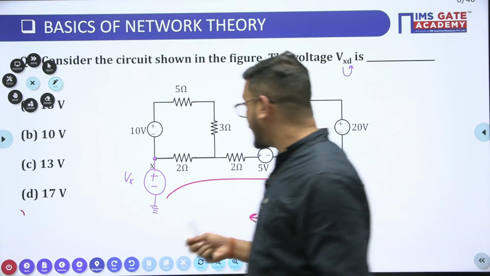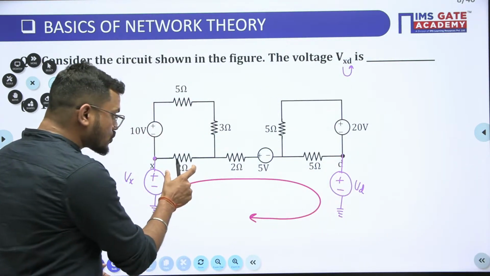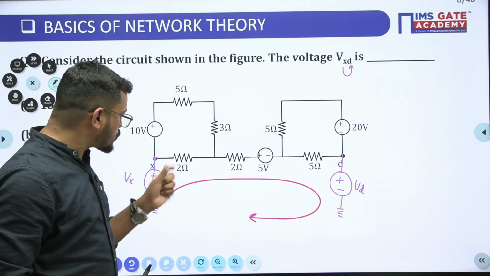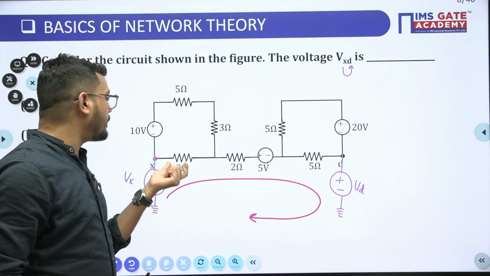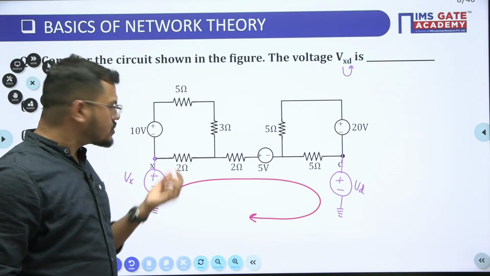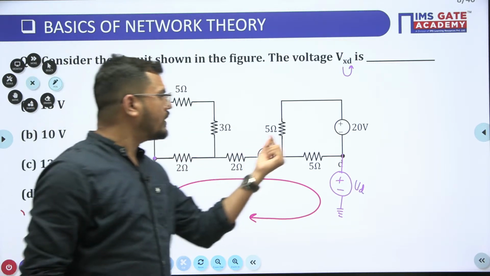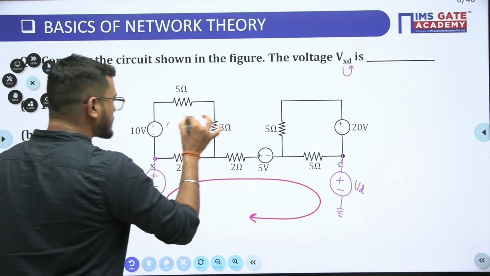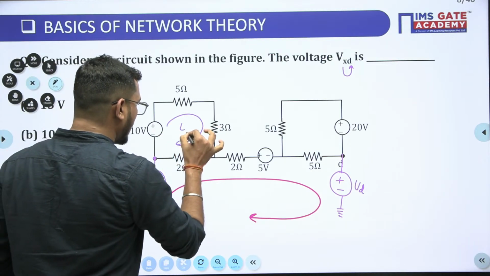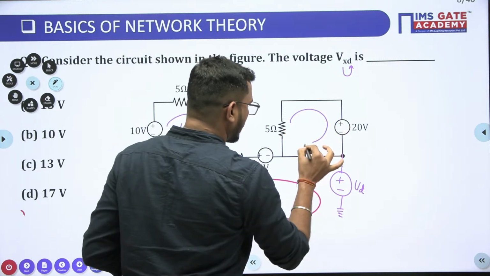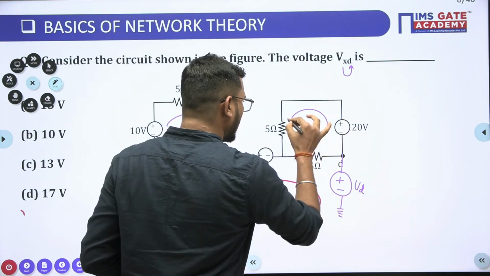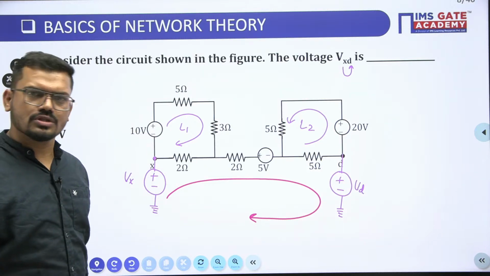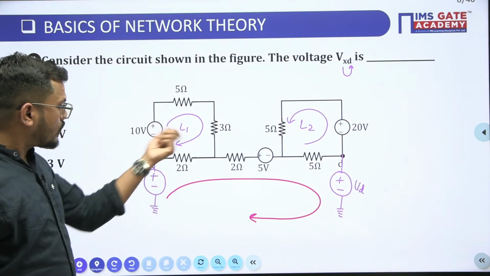So first we have to calculate the voltage drop across the 2 ohm resistor and the 5 ohm resistor. To find the voltage drop, we just have to write KVL here also and here also. I am considering this as loop 1, L1, and this is L2, guys. You can take any direction. I am considering this direction.